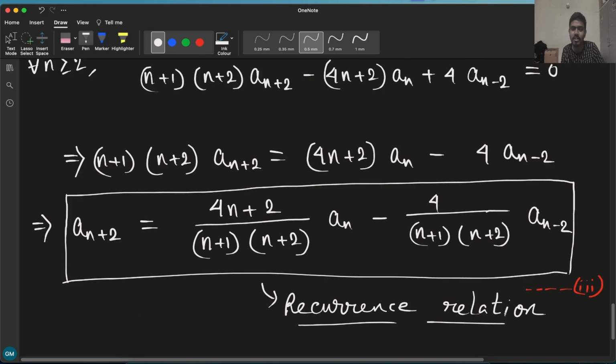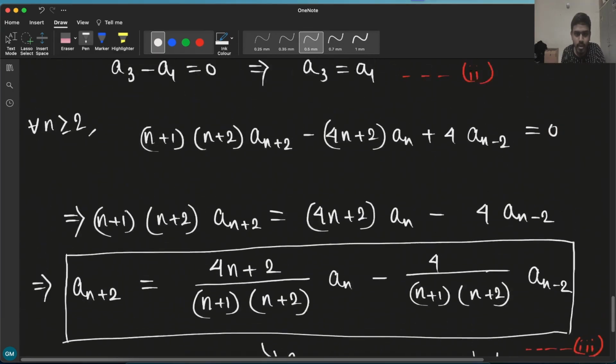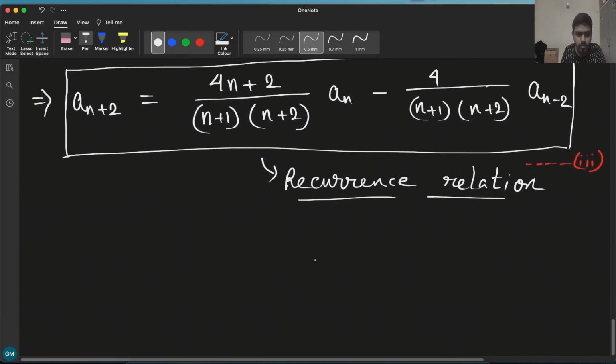So now let's look at this recurrence relation. It's very interesting. What it says is, if we are given the (n minus 2)th term and the nth term, then we can find the (n plus 2)th term. It's not like we are given one term and can find the next term. We need two previous terms to find the next term.